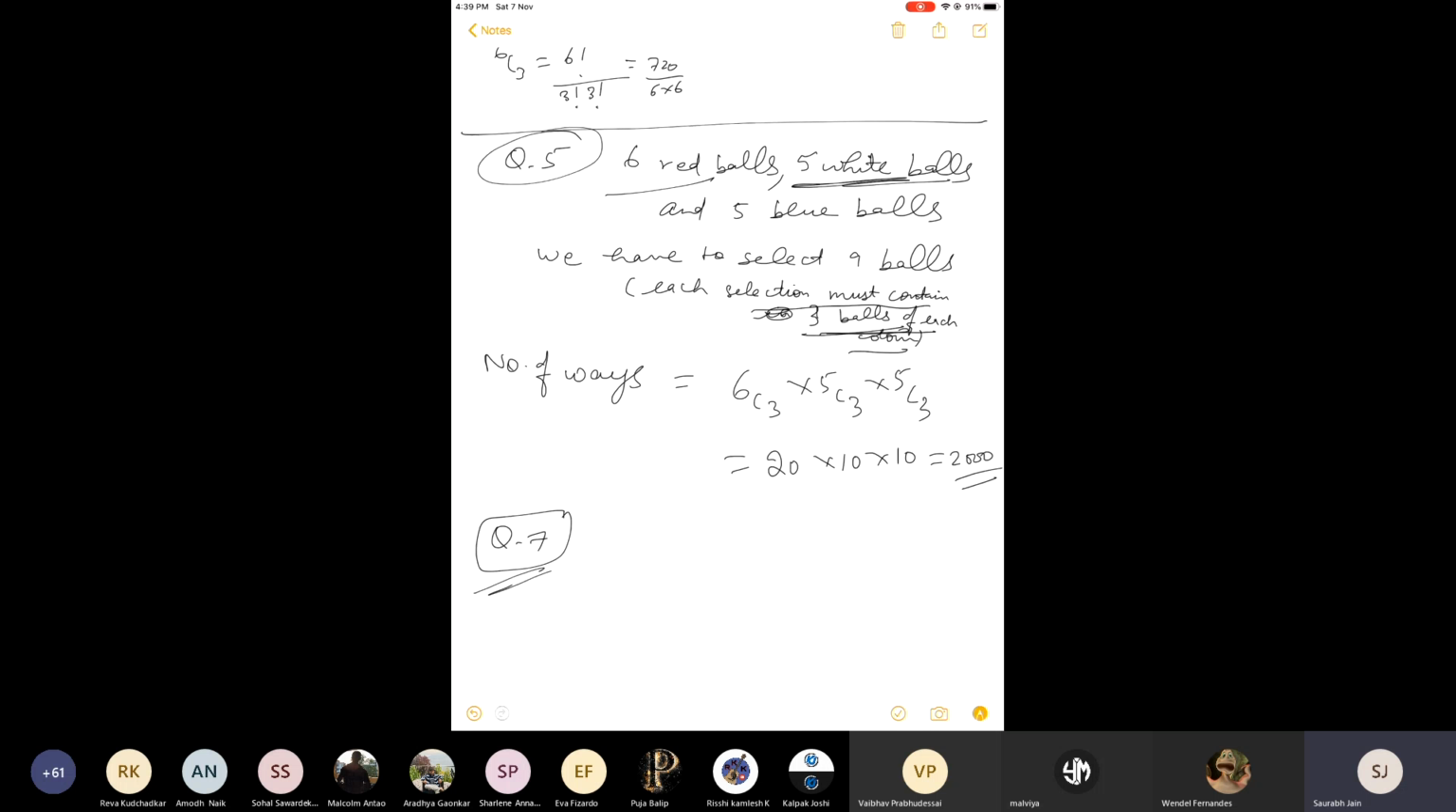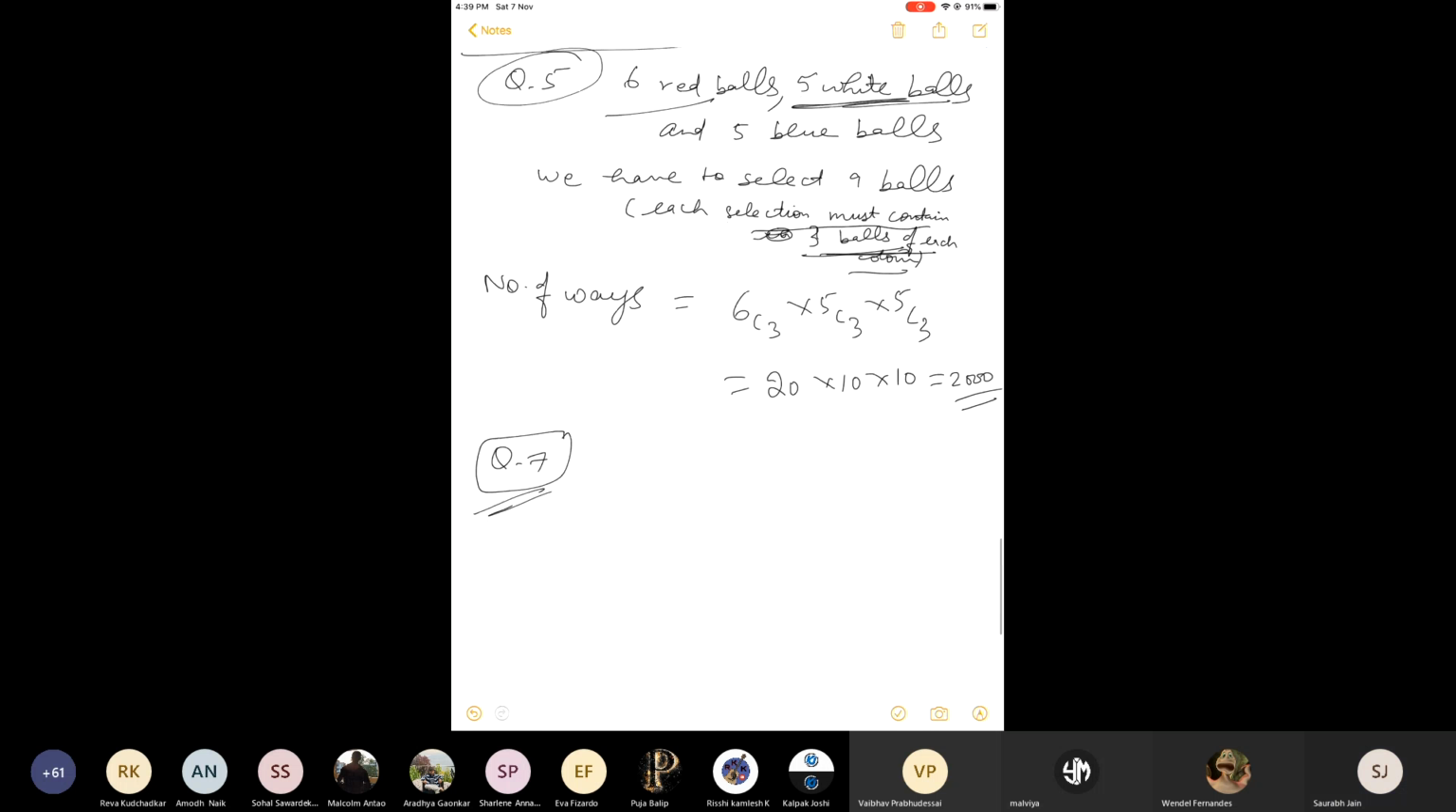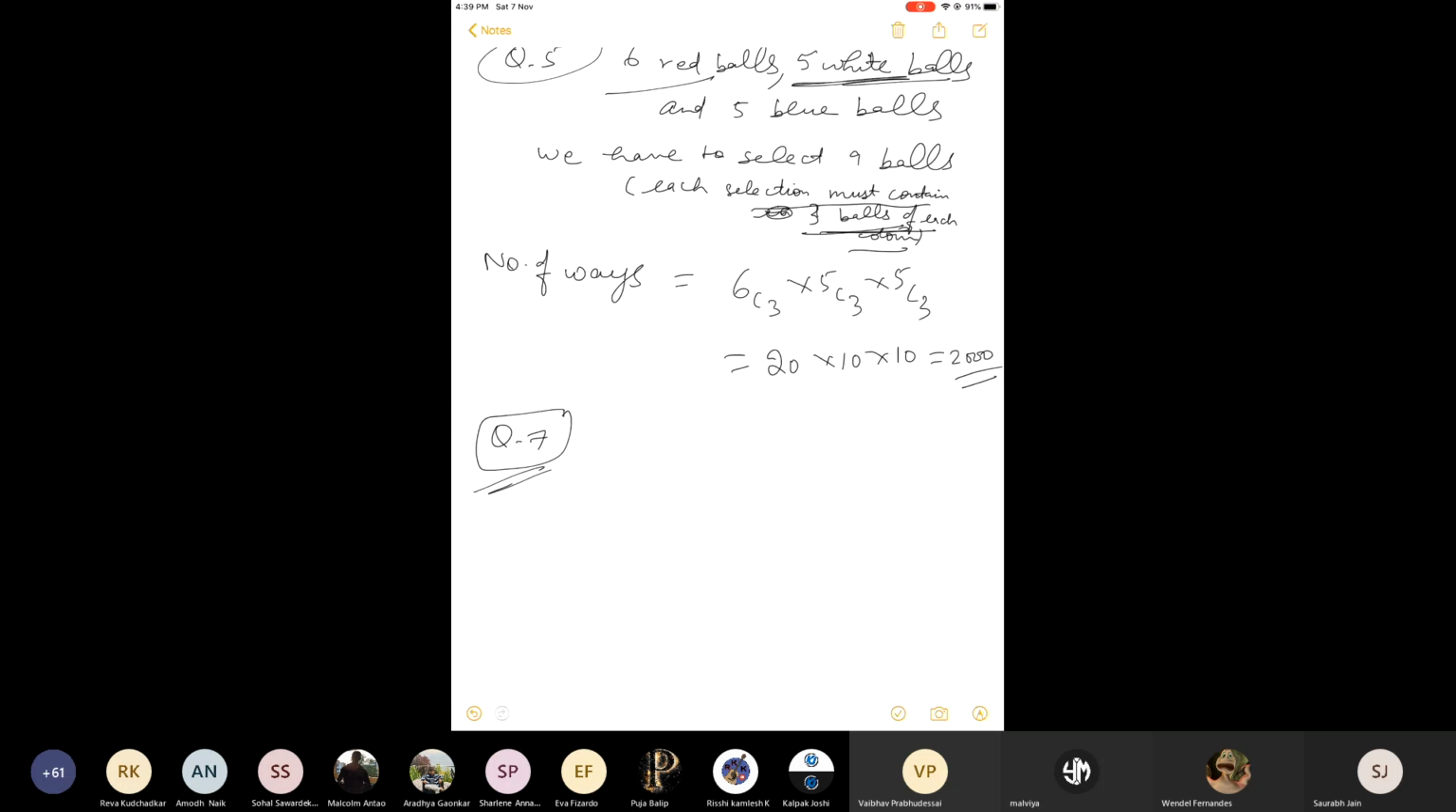Now question number 7. In how many ways can one select a cricket team of 11 from 17 players, in which only 5 bowlers can bowl, if each cricket team of 11 must include exactly 4 bowlers? Easy question. So basically we have 17 choices. There are 17 players and we are supposed to make a team of 11.